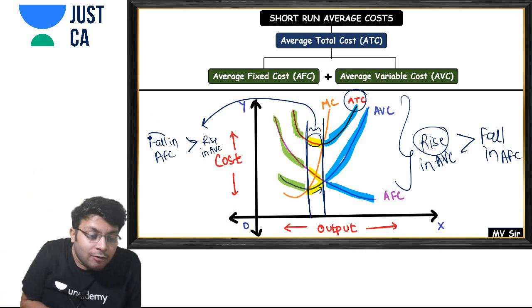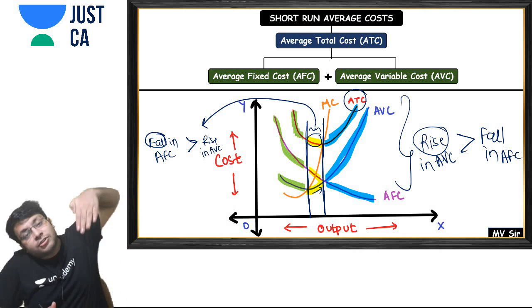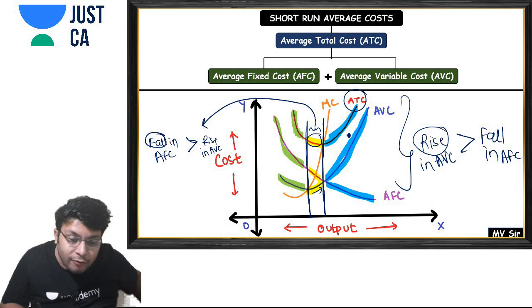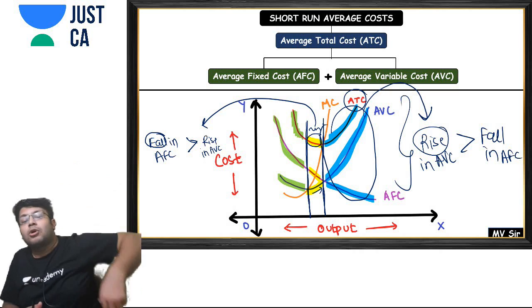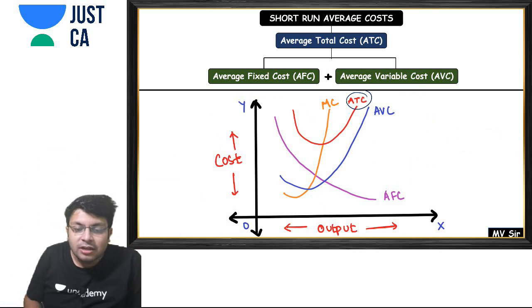Over here the fall was more. That is why it was pushing the average total cost curve downwards. But over here, the rise is more. That is why it is pulling the average total cost curve upwards. So this is the explanation of the average total cost curve shape.